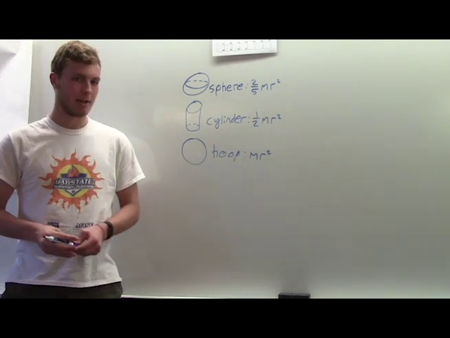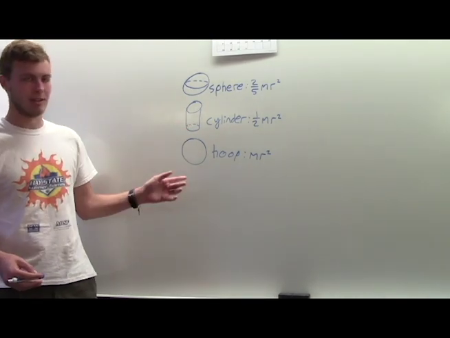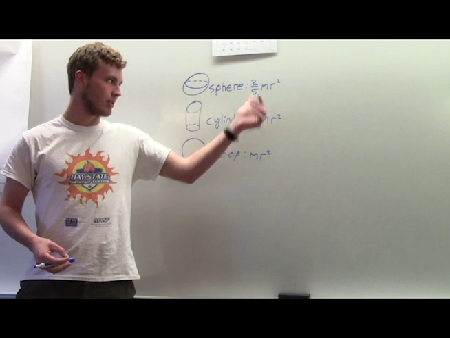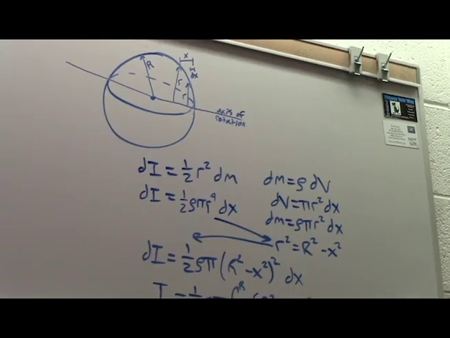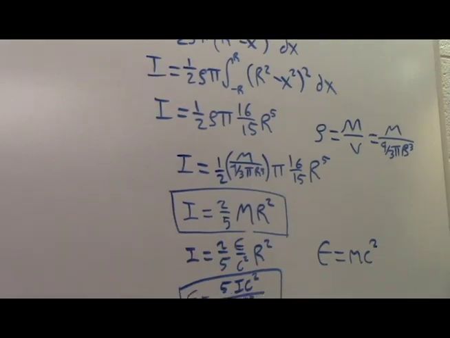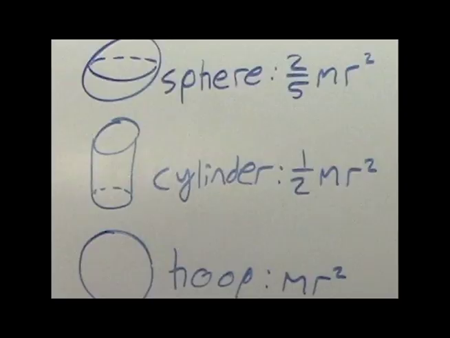These are three pretty common objects, a sphere, a cylinder, and a hoop, which have these moments of inertia, which can be calculated with some pretty scary math. So, let's see how these apply in the real world.